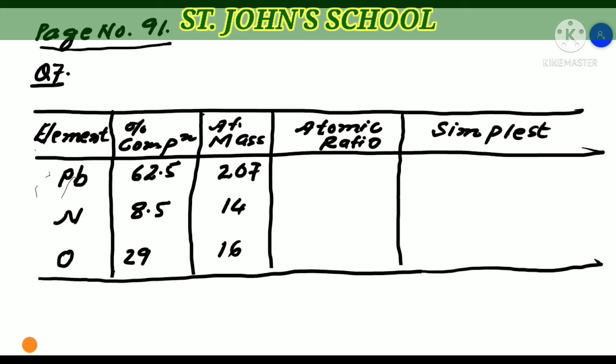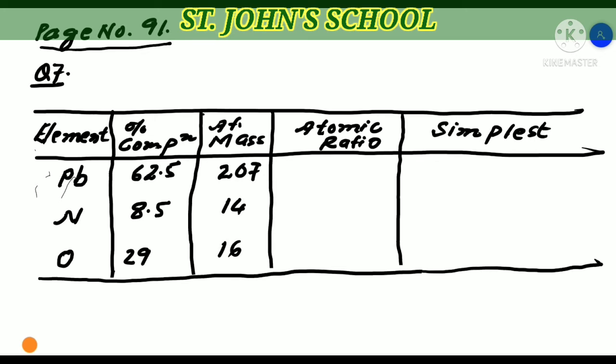Atomic mass of lead: in the book it's not given, so you need to search for it on the first page of your book. Lead is equal to 207, but in the examination it will be provided to you, students. Nitrogen is 14 and oxygen is 16. This way you'll make the table.